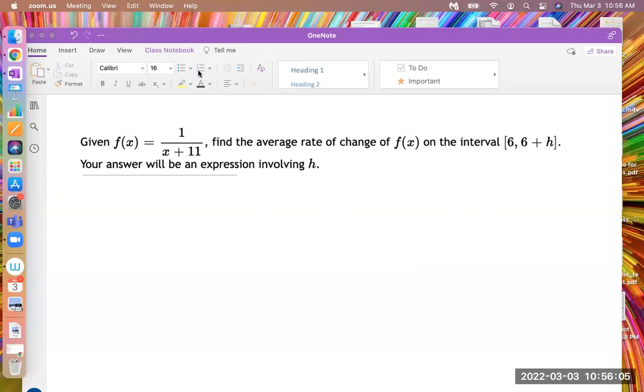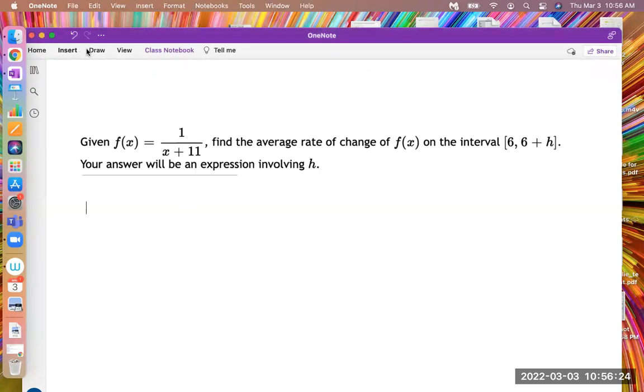Hi, I'm doing this video to help you find the average rate of change of a function. Average rate of change is just really the slope. And that's what they're really asking you to do when they ask to find the rate of change over a certain interval. So you just have to recall how you find the slope of a regular line.